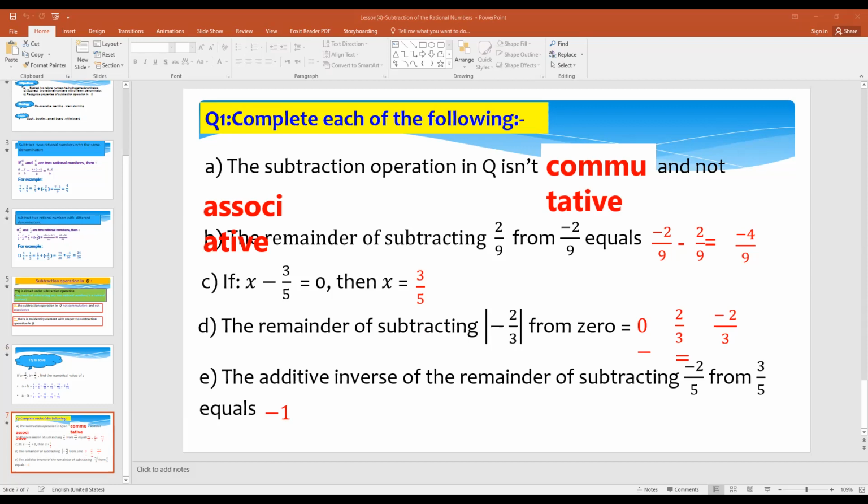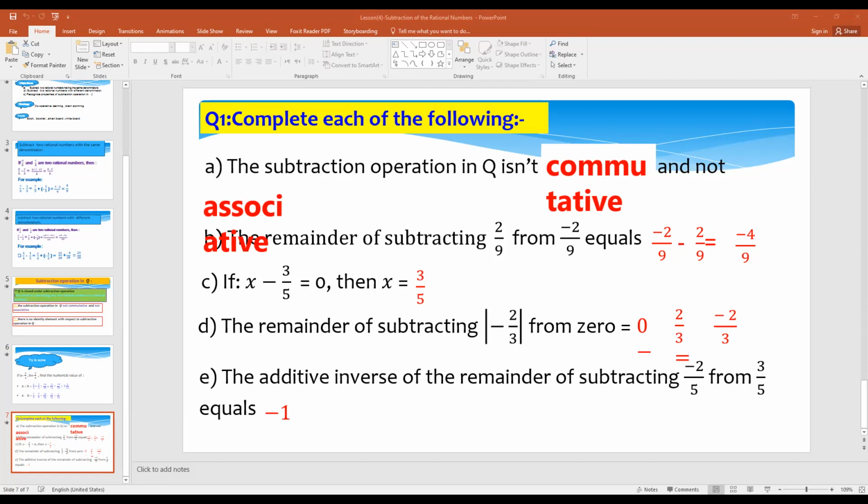To multiply two rational numbers, if I have A over B and C over D, then A over B times C over D, I will multiply numerator by numerator and denominator by denominator. A times C equals AC, B times D equals BD. And before multiplying, make sure that each fraction is in its simplest form.